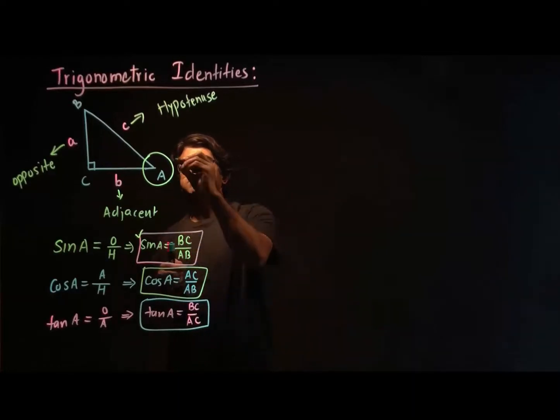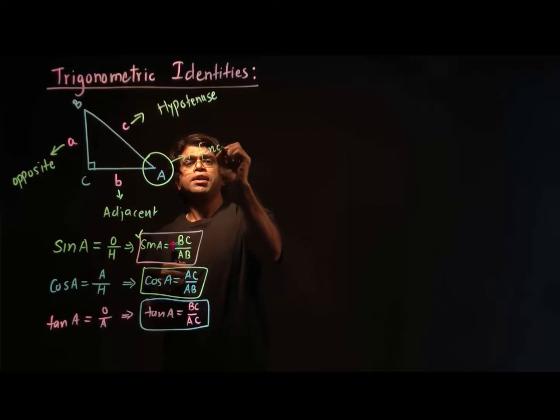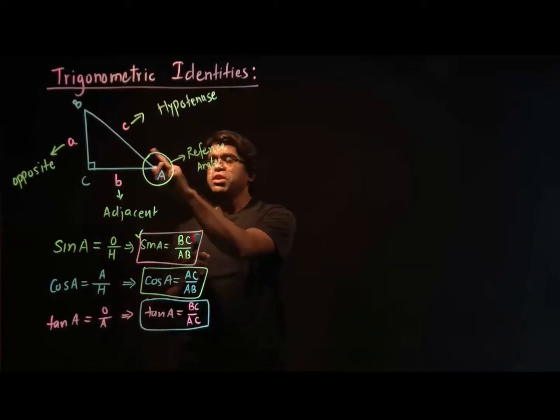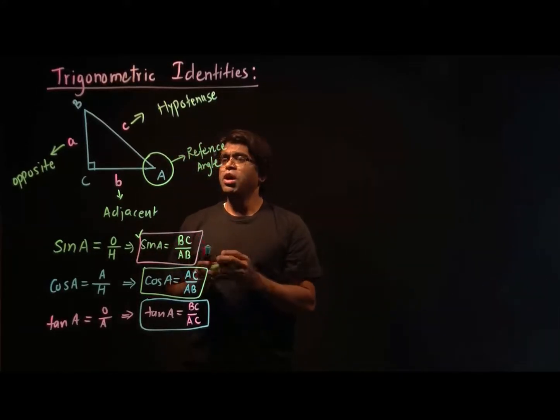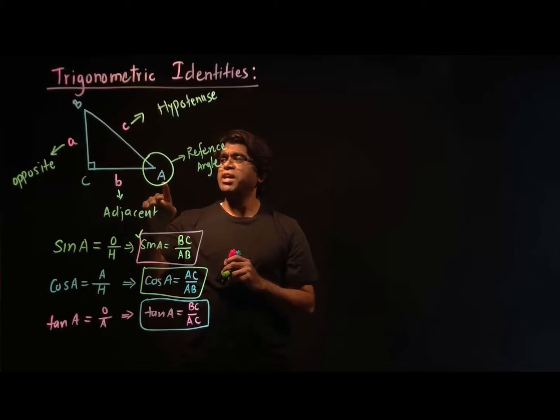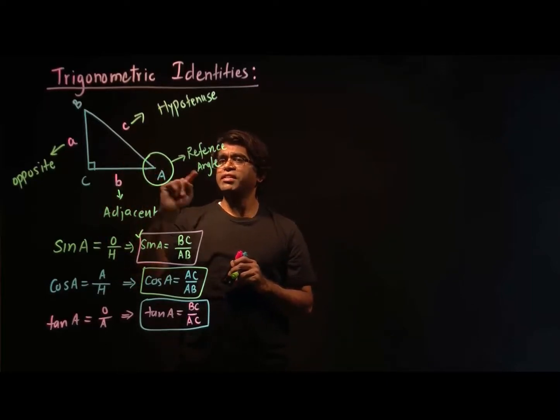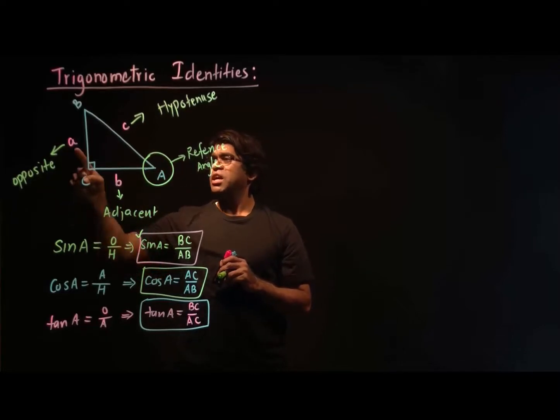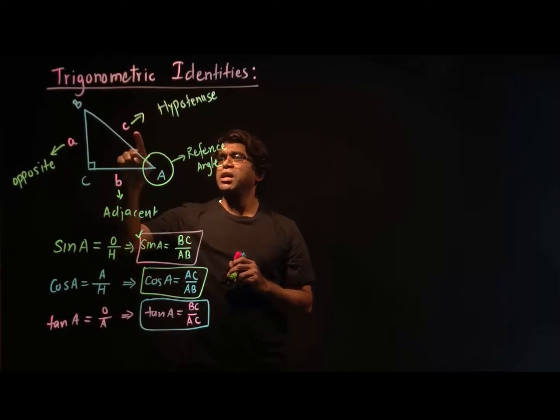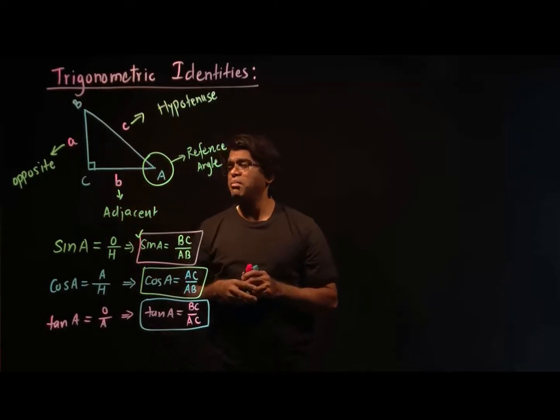So this is my reference angle, and I'm going to consider this triangle. As you can see, the name of the side opposite to A is small a, opposite to vertex B is small b, and opposite to vertex C is small c. If A is the reference angle, then small a will be my opposite, small b will be my adjacent, and small c will be my hypotenuse.